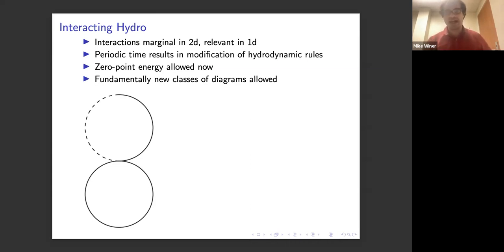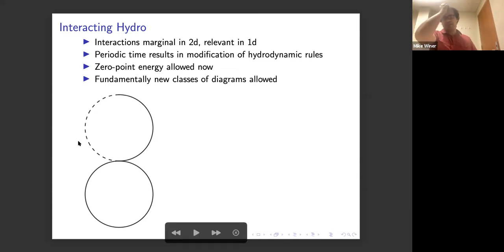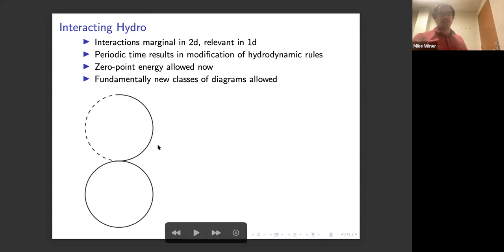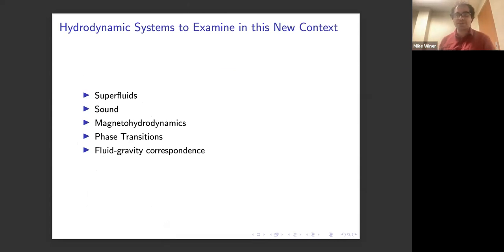But with this new periodic time, there are new classes of diagrams. So here I drew one, which we evaluated and got that it's the dominant contribution for 1D at low times. So for short times in one dimension, this can send you from diffusive to subdiffusive, which is kind of interesting. And more broadly, there's tons of diagrams that can have effects at various orders in perturbation theory and in various settings. So now the temptation is just to redo all of hydrodynamics in this new context, right?